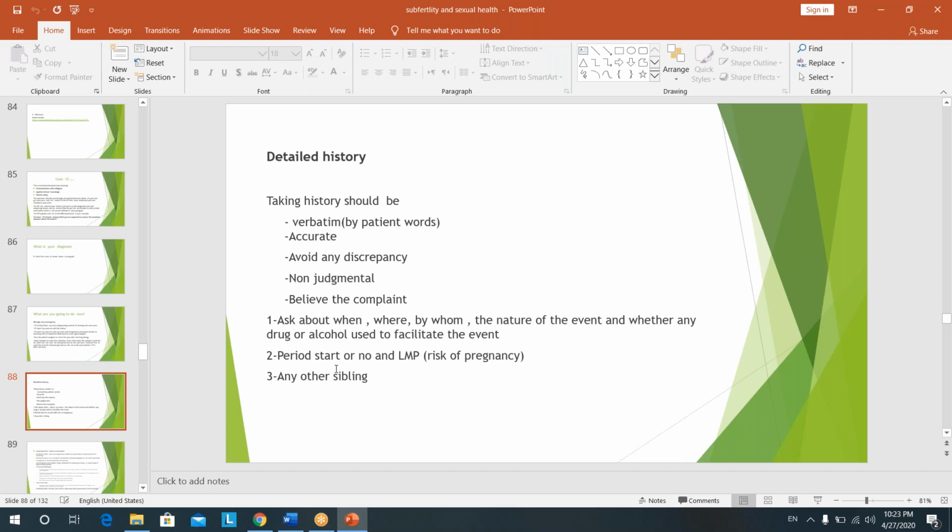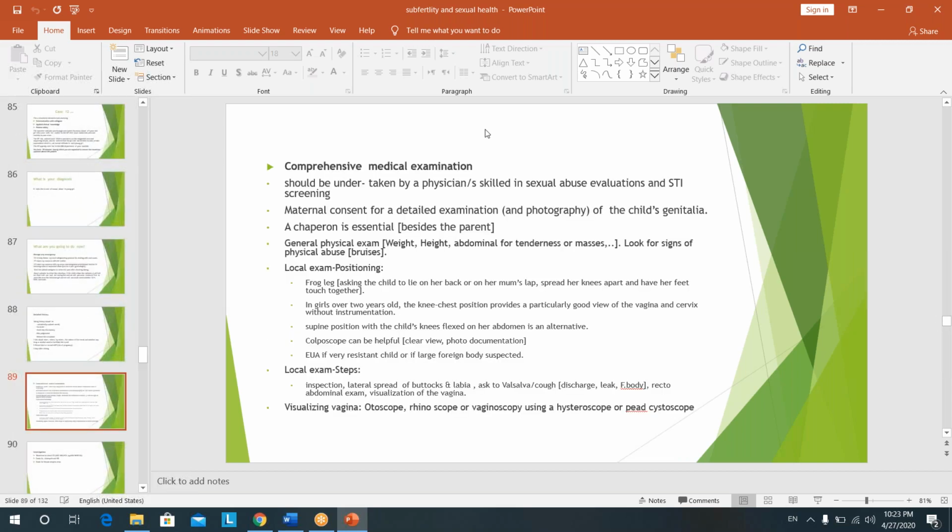Don't forget to ask about her period, whether she started or not, and when the last menstrual period was, to assess the risk of pregnancy. This patient may need emergency contraception. Any other sibling may also be at risk. After that, the examiner will ask about the examination.